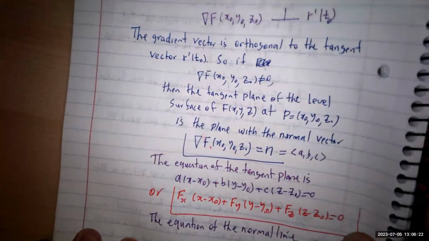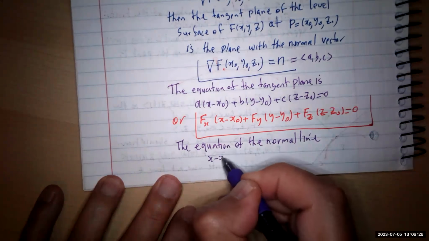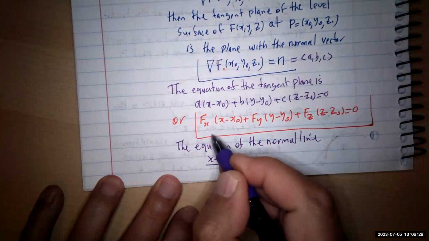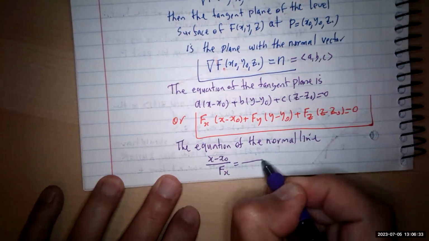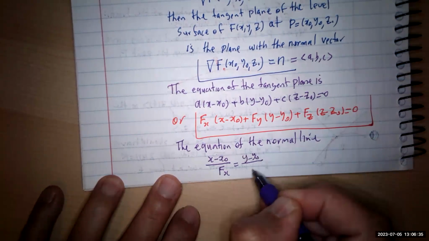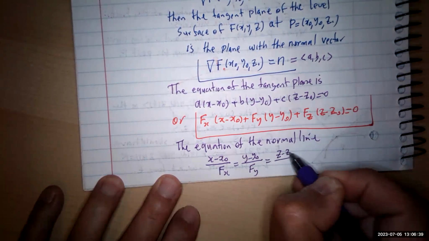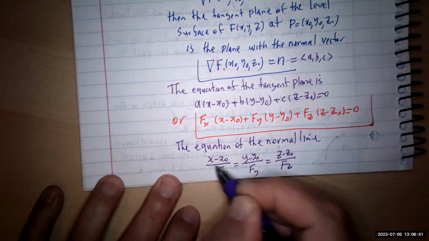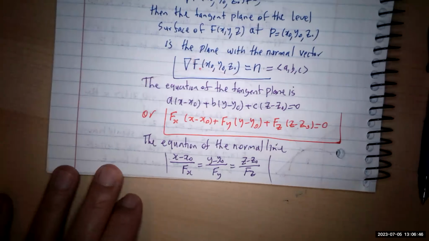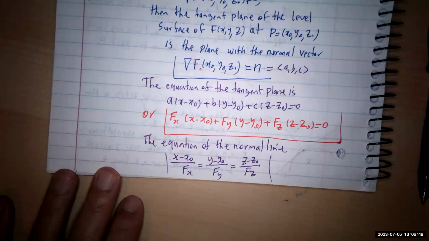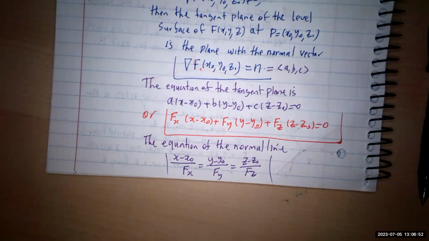The normal line is going to be, remember, the symmetric equation: x minus x0 over a, which is f sub x, equal to y minus y0 over f sub y, equal to z minus z0 over f sub z. So that gives you the equation of the normal line. That gives you the equation of the tangent plane. That is all you do in this section.